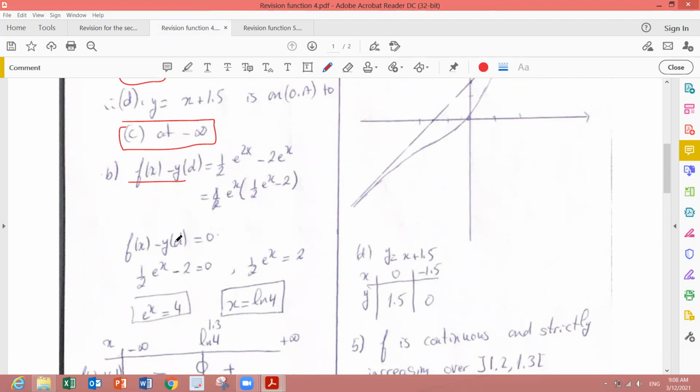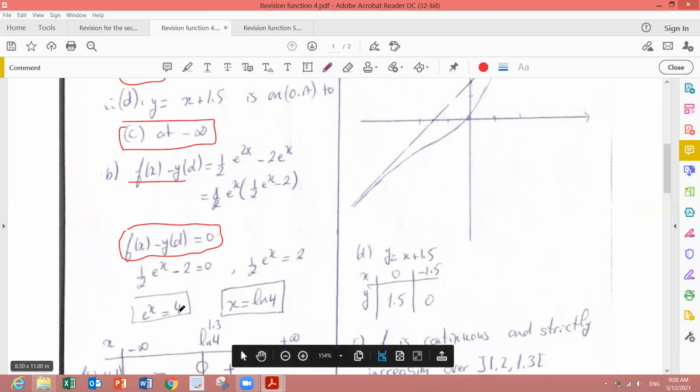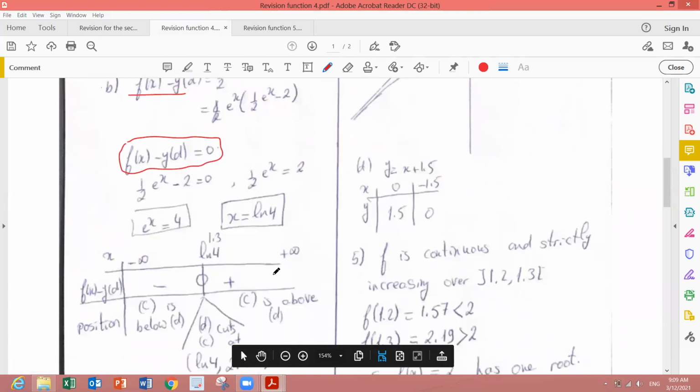So I have to solve f of x minus y of D equal to 0. I take the second part, half e to the x minus 2. Then half e to the x equals 2. I take minus 2 to the other side, it becomes 2. Cross multiplication, e to the x equals 4. To remove e, I put ln, so x equals ln 4.